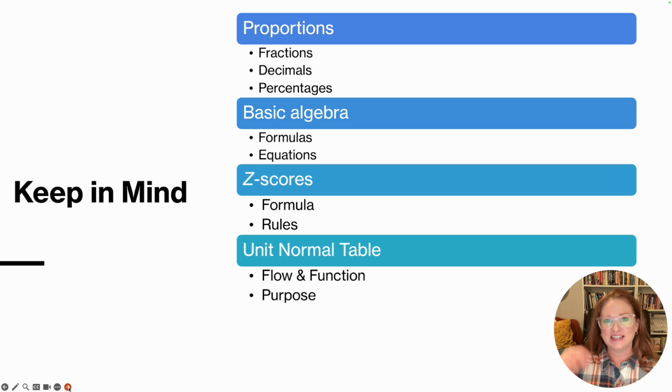So definitely fractions, decimals, percentages, all that type of stuff. Obviously your basic algebraic functions, formulas, equations, everything to do with z-scores that you've learned up till now, a little bit of your DF, so your degrees of freedom, all of your formulas. So formula for both population and sample, all your rules that govern z-scores, and then everything that we've learned up until now with your unit normal table, again, the flow and function of it and the purpose of it.